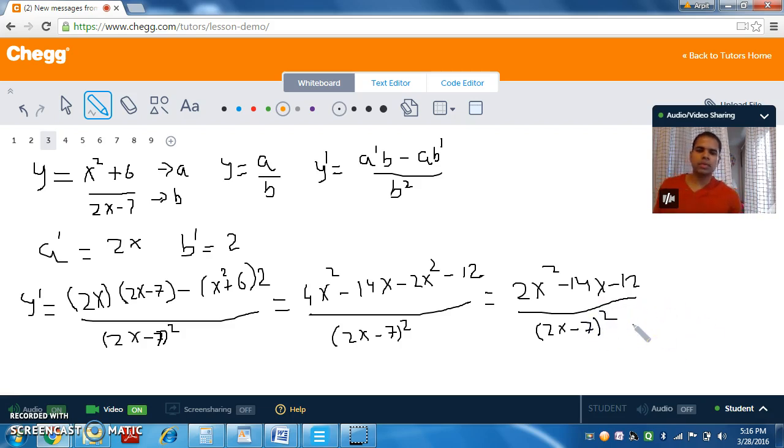So this is how you calculate and find the derivative of a function when you're given a function which is a quotient of two functions. We just find the derivative using the quotient rule.